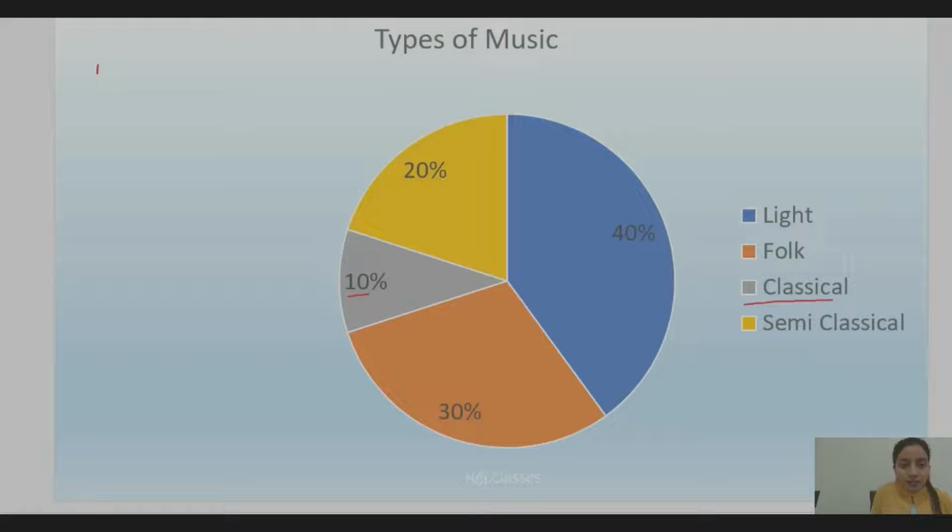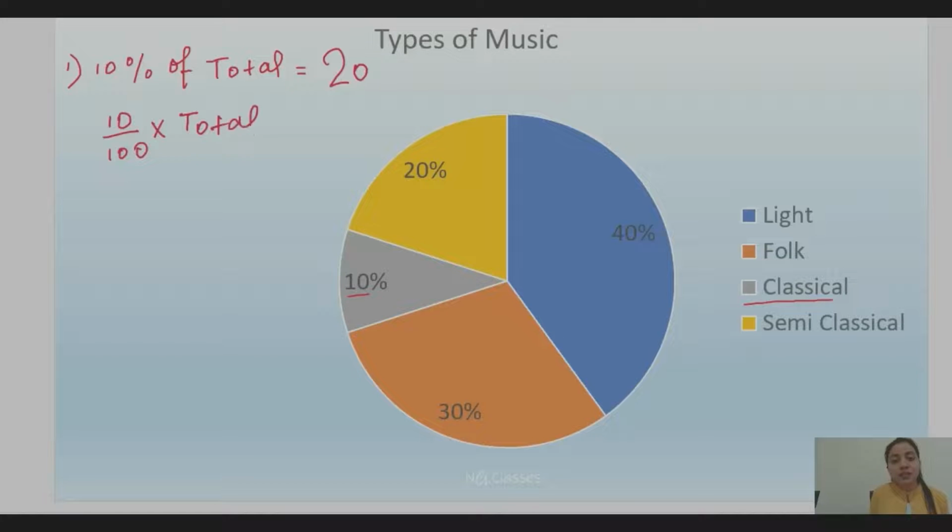So, 10% of the total number of people, in number, is 20, which is given in the question. Now we need to find the total number of people from here. So 10 by 100, this "of" in mathematics means multiplication, into total is equal to 20. And from here we will get the total number of people is 200. Similarly, we will solve the next question.